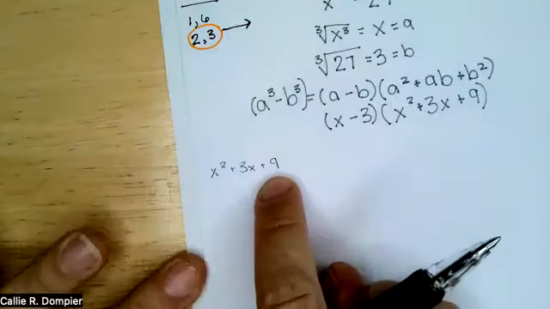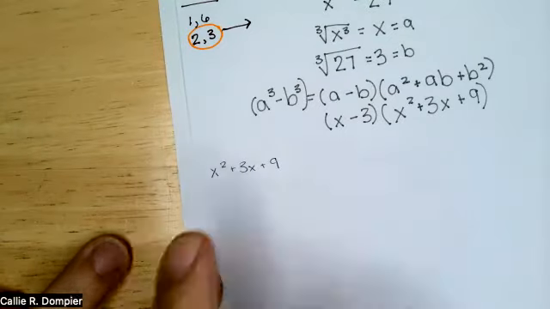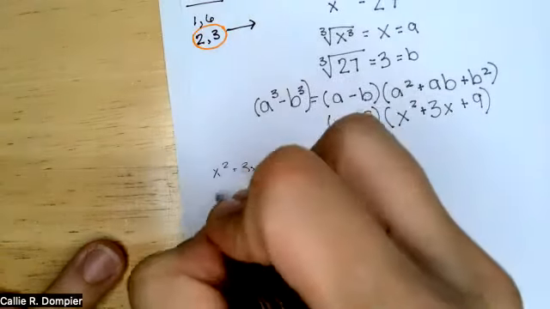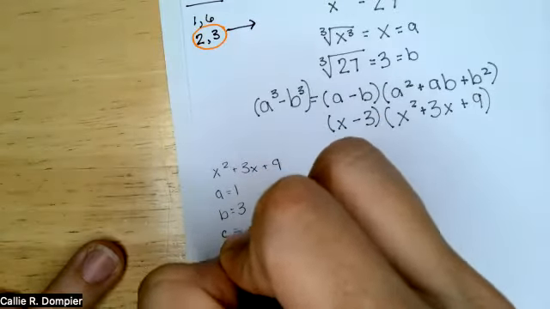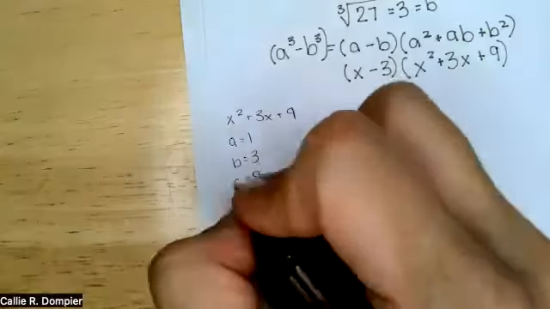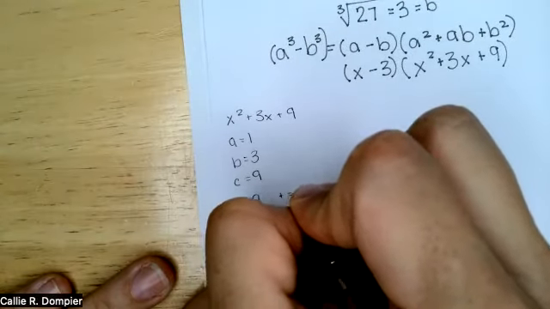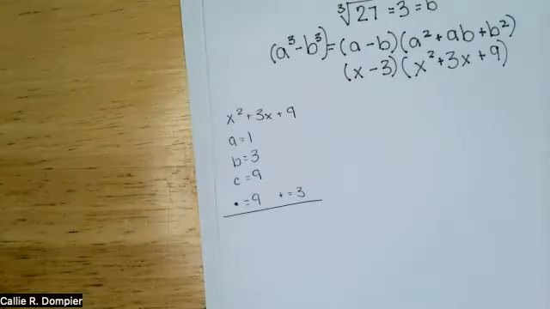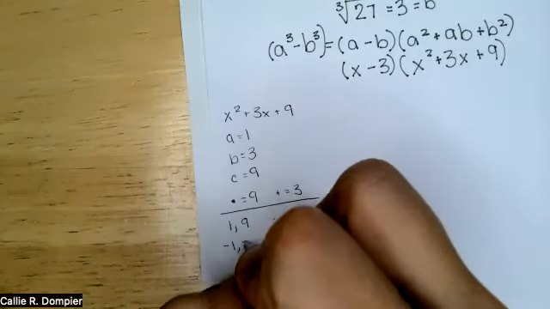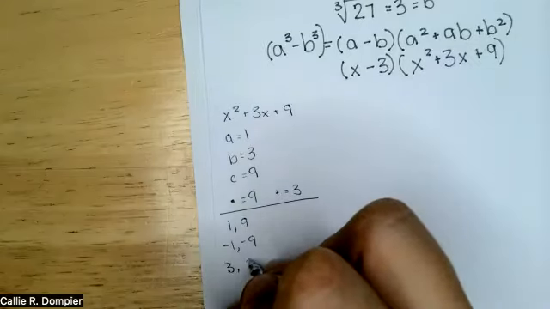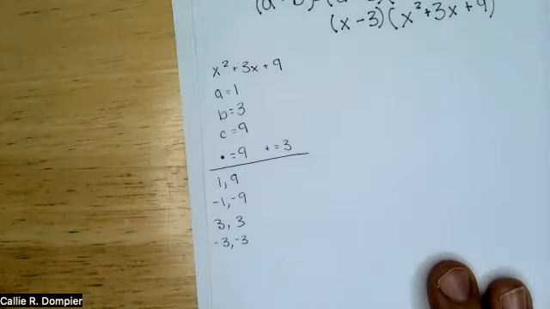I just want to show you that this is a prime trinomial. There's nothing I can do to simplify this. A is 1, B is 3, C is 9. Are there any 2 numbers that multiply to equal 9 and that add to equal a positive 3? The factors of 9 are 1 and 9, -1 and -9, 3 and 3, -3 and -3. None of those add up to a positive 3.